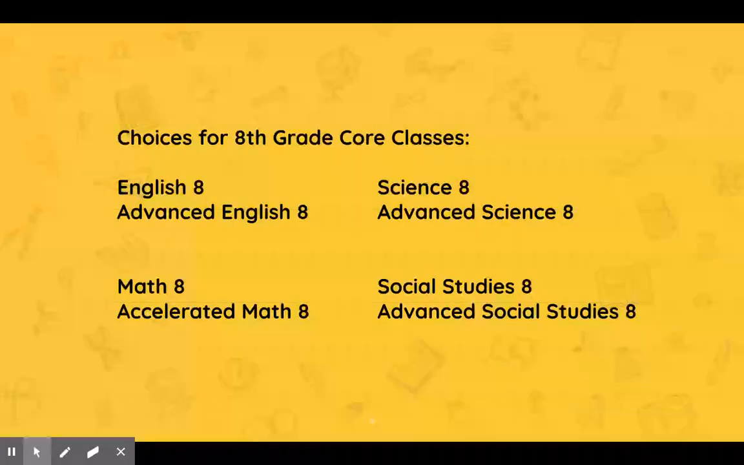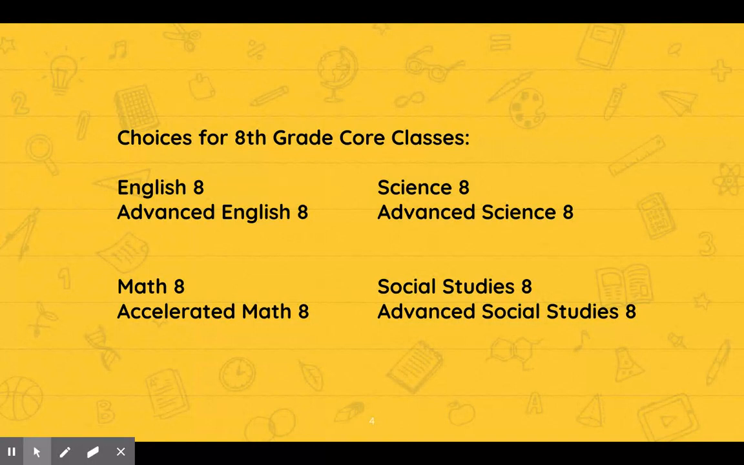Your choices for your 8th grade core classes are English 8, Advanced English 8, Science 8, Advanced Science 8, Social Studies 8, Advanced Social Studies 8, and Math 8 and Accelerated Math 8. Remember on the previous slide, Mr. Munger said that you are not allowed to take Accelerated Math 8 unless you took Accelerated Math 7 during your 7th grade year.